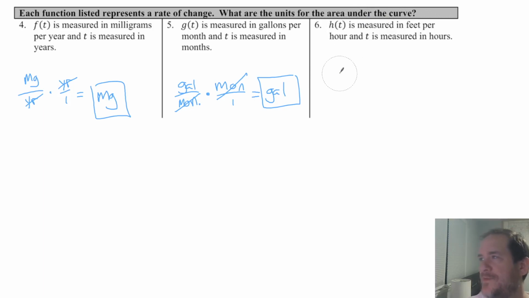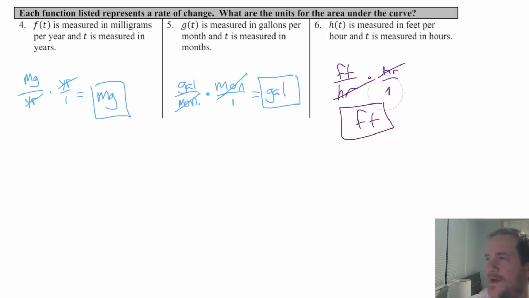It says h of t is measured in feet per second. So I gotta guess. Oh, no, they switched it up on us. Oh, and it's not feet per second anyway. Oh, I was so hopeful they actually switched it, but no. It's feet per hour, and then the x is hours. So just like the last ones, those things just cancel and we get feet. So not much to say about 4, 5, 6. Those are pretty easy.